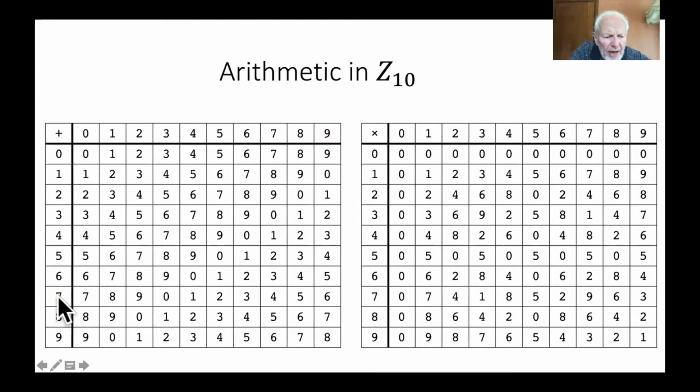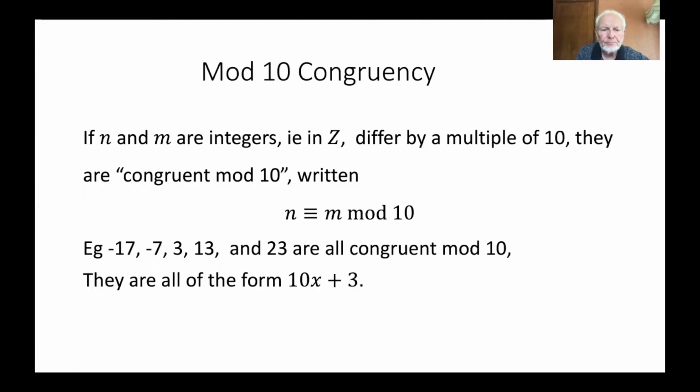So if we take a fact from Z10, such as 7 plus 6 equals 3, well, it is a fact in Z10, but it reflects a fact in Z, namely that a number ending in 7 plus a number ending in 6 is a number ending in 3. Well, it is for positive numbers. That's not really quite good enough. So let's extend that relationship to negative numbers before we come back and look at these in a bit more detail. And that requires the notion of congruence.